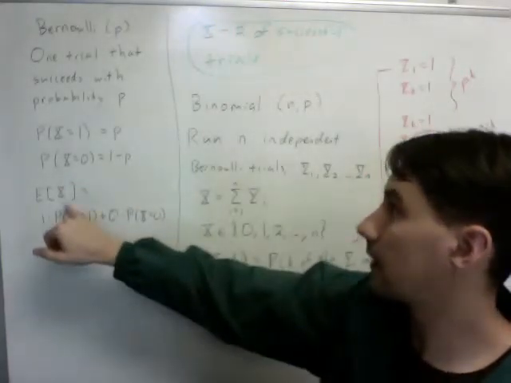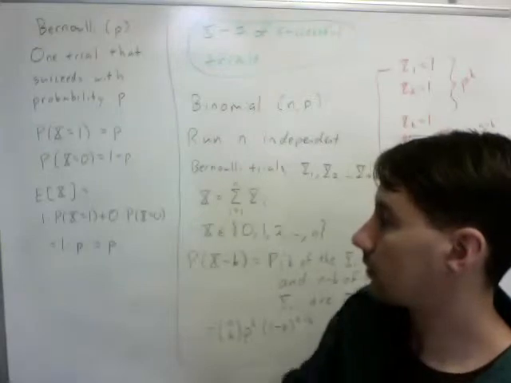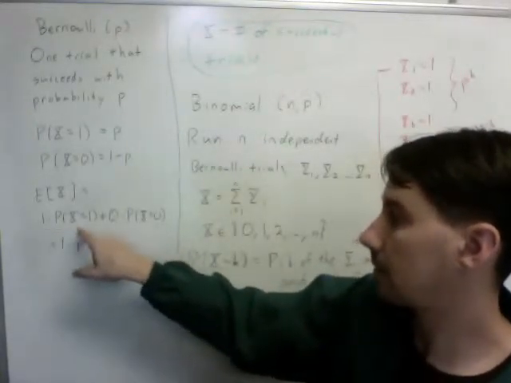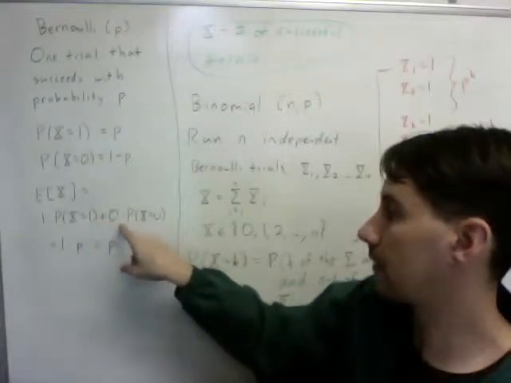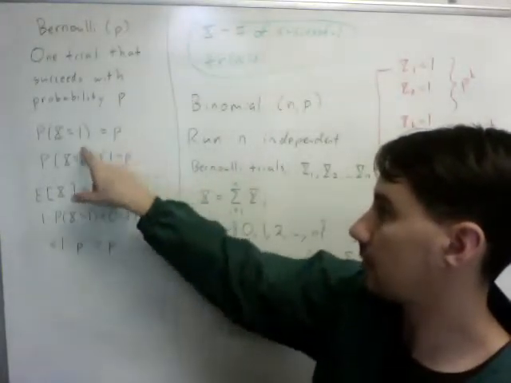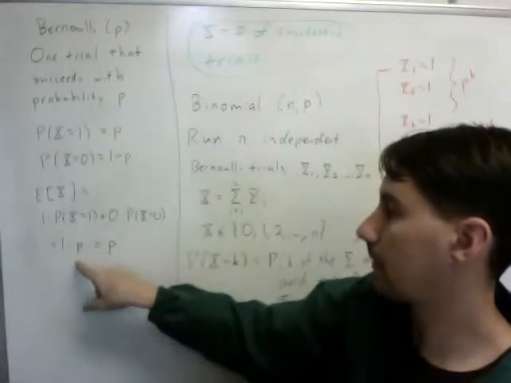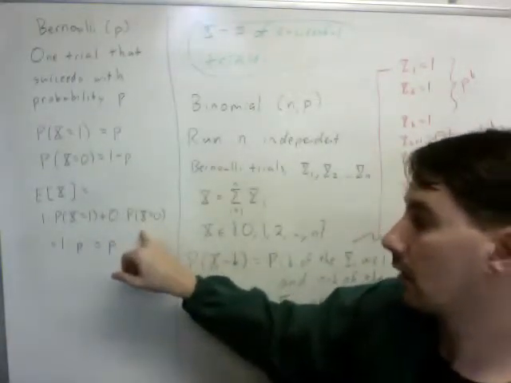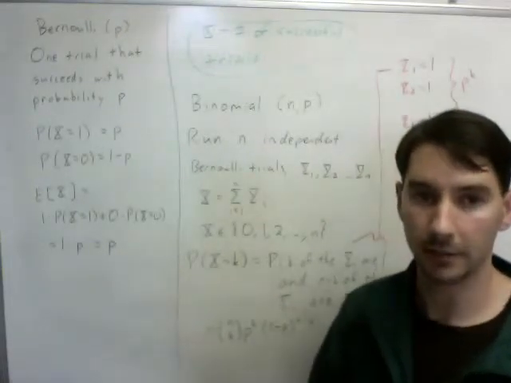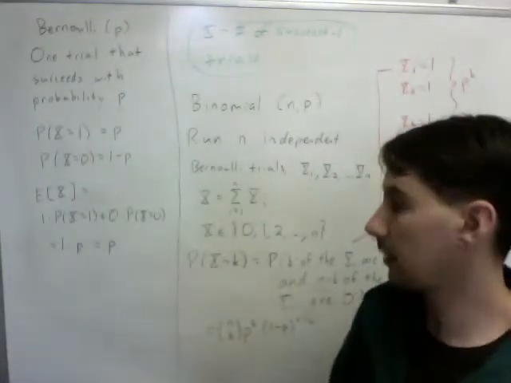And what is the expected value of a Bernoulli? Just computing using the formula for expected value, it's 1 times the probability x is 1 plus 0 times the probability x is 0. In this case, p is the probability x is 1, so it's 1 times p, and then 0 times anything is 0. So it's actually just p. And so for a Bernoulli random variable, the expected value is just the success probability p.